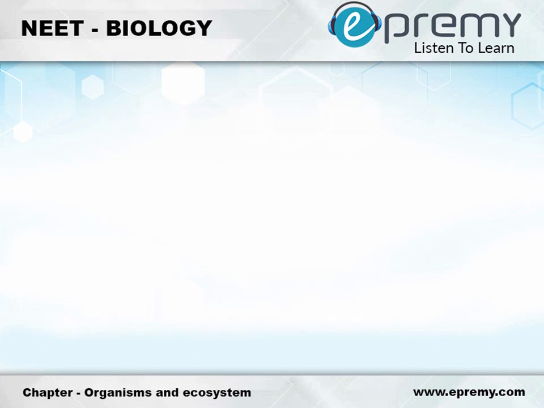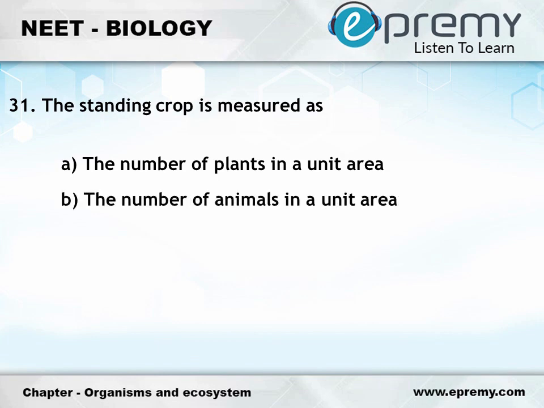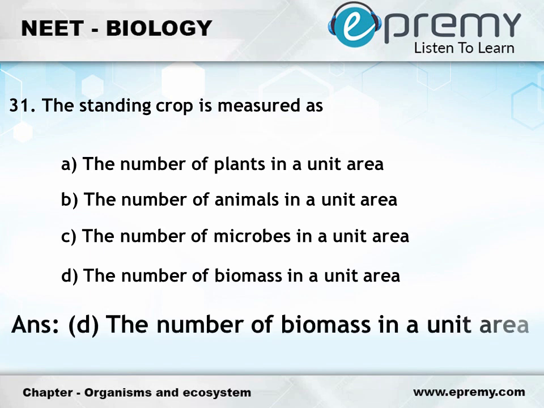Question number 31. The standing crop is measured as option A, the number of plants in a unit area, option B, the number of animals in a unit area, option C, the number of microbes in a unit area, option D, the number of biomass in a unit area. The answer is option D, the number of biomass in a unit area.